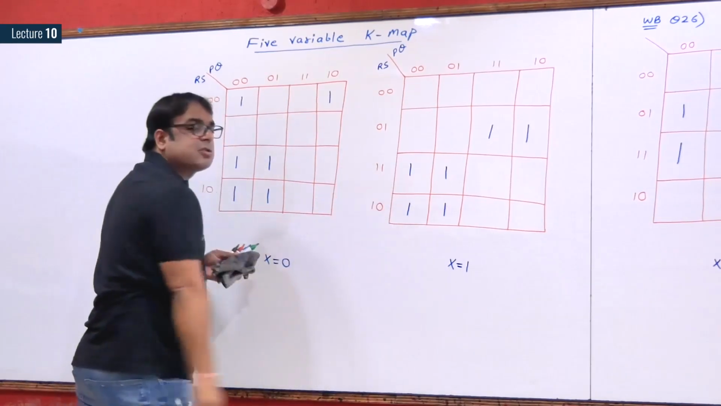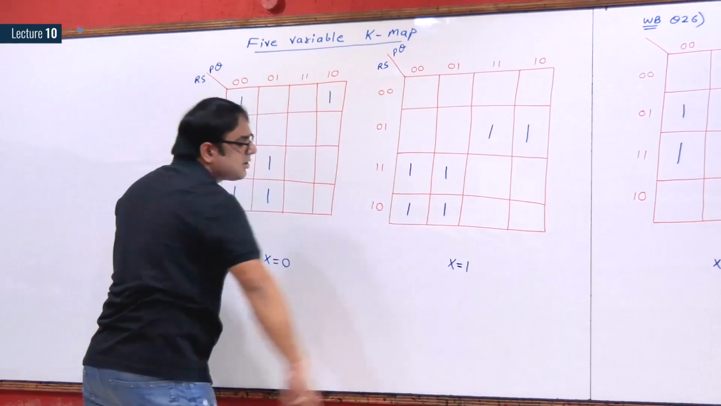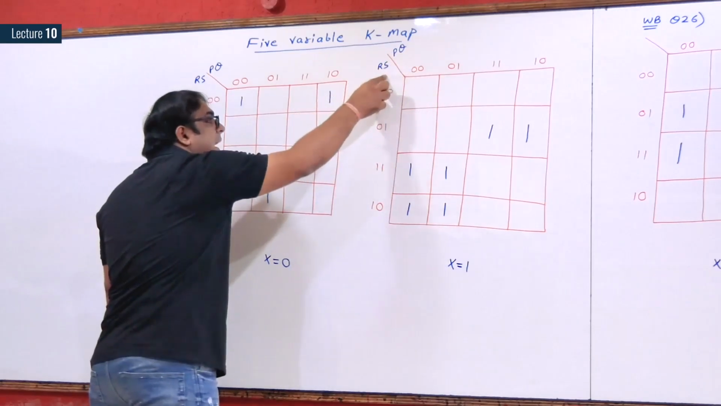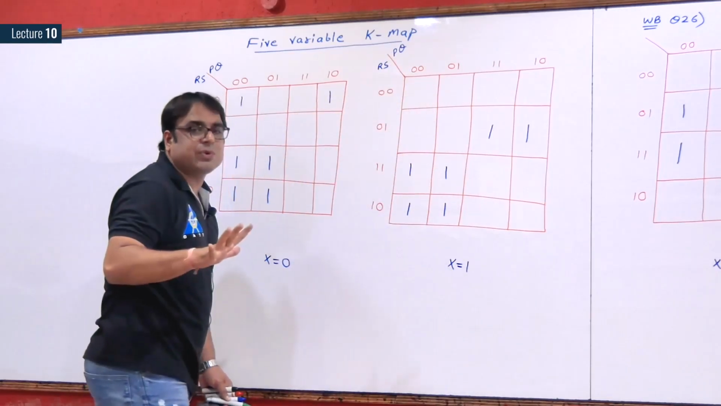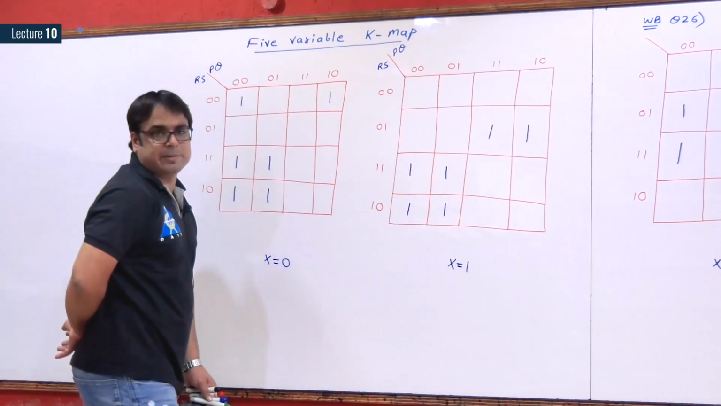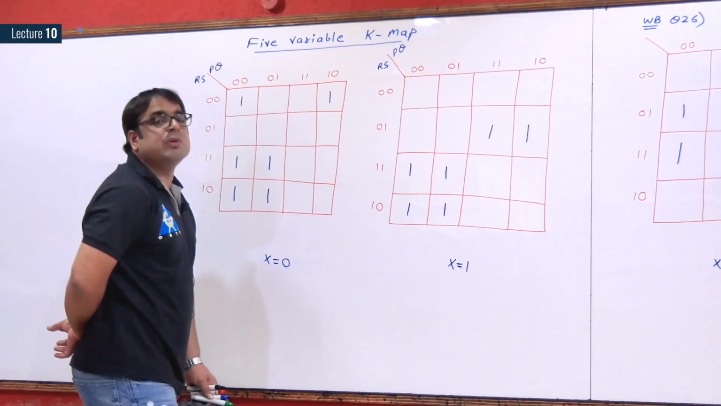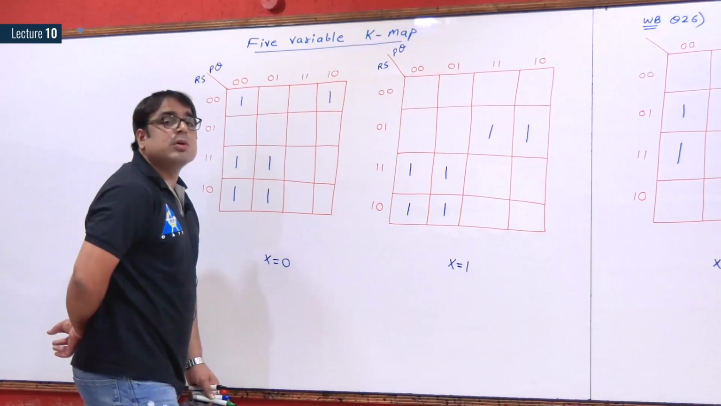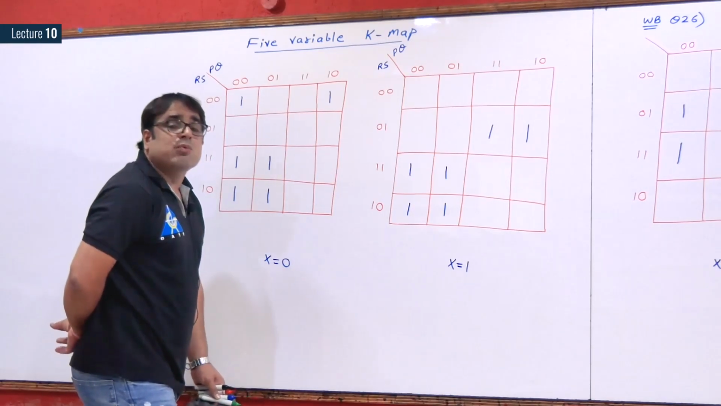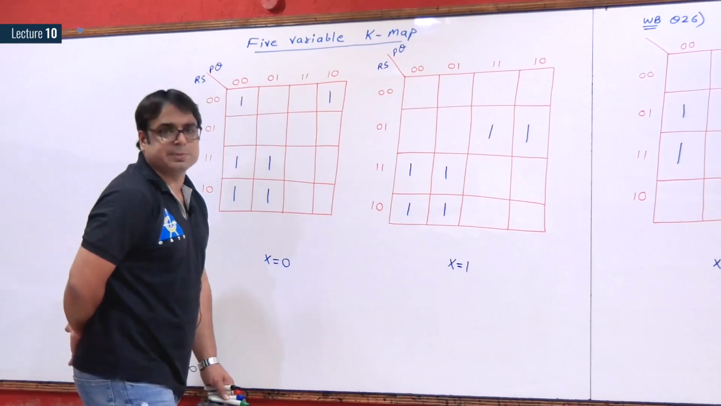And how to associate this? This K-map corresponds to x is equal to 0. This K-map corresponds to x is equal to 1. So all in all, you can see P, Q, R, S and X are 5 variables, and 32 cells are there in total. Now we want to know how to make groups in this and what the simplified expression will be after making the groups.